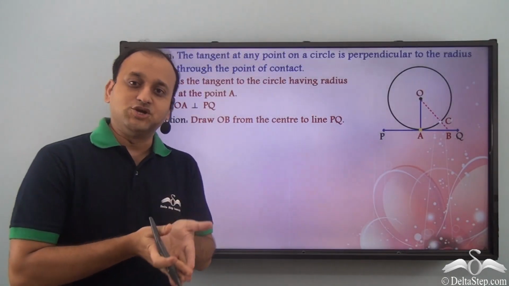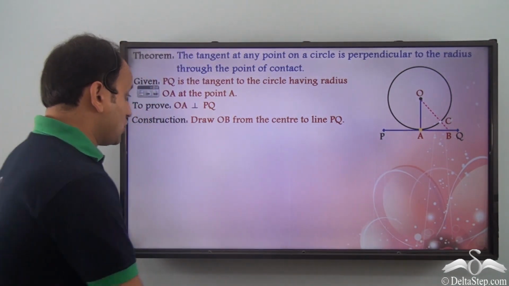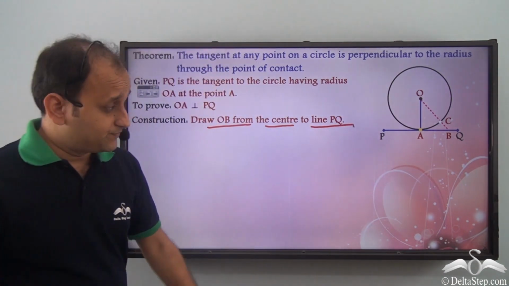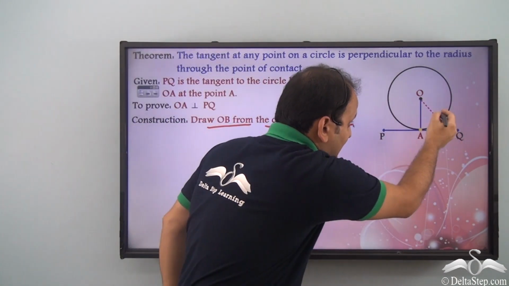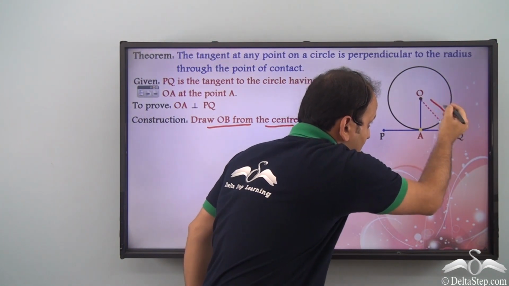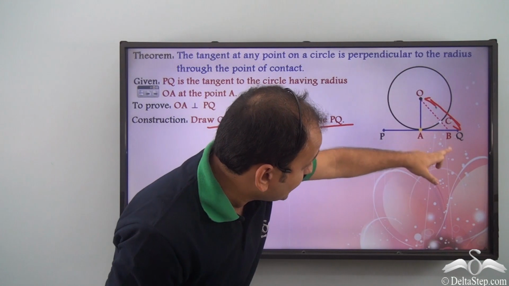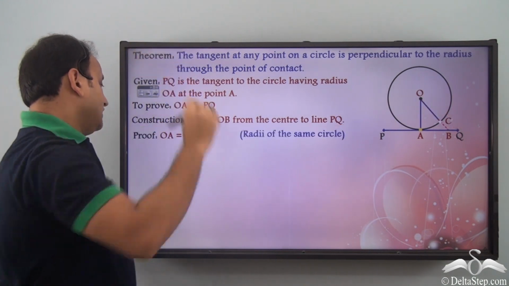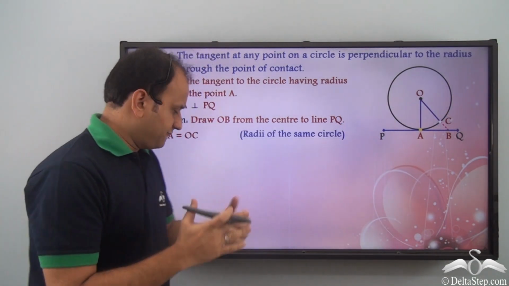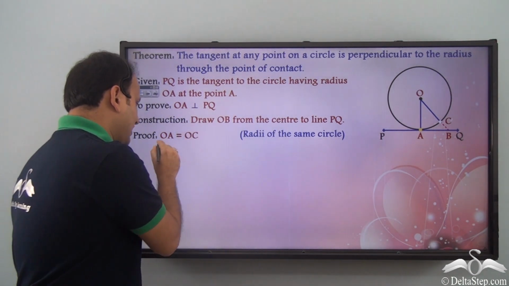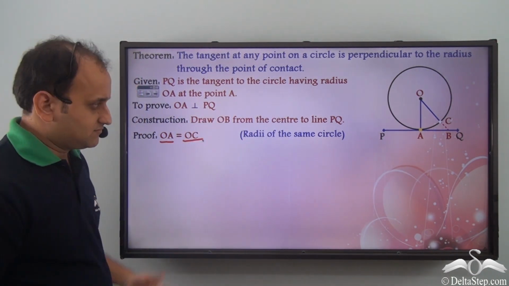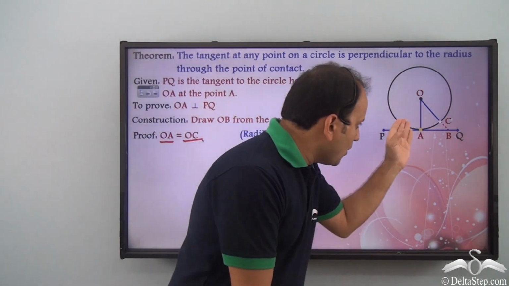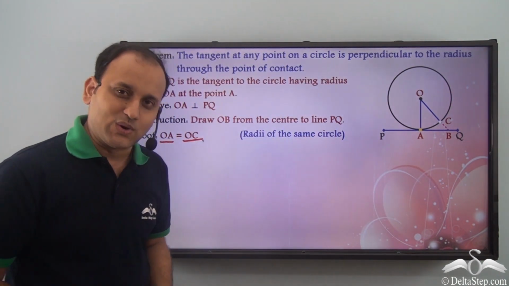So, first of all, we need to perform a construction. So, we draw OB from the center to line PQ. So, this is the construction here. Now, let's start the proof. First of all, we have OA is equal to OC. It's quite natural because they are both radii of the same circle. So, OA and OC will definitely be equal in length.